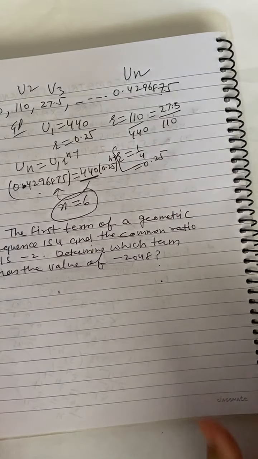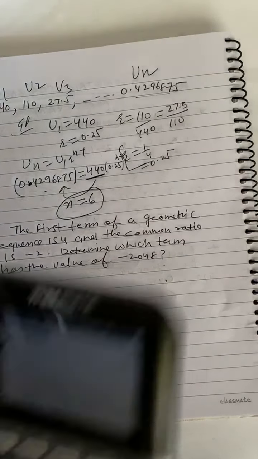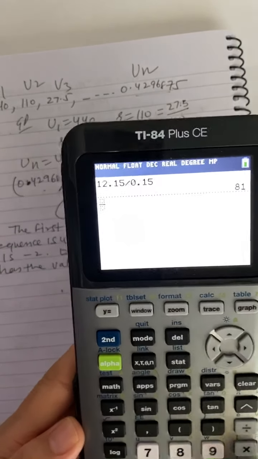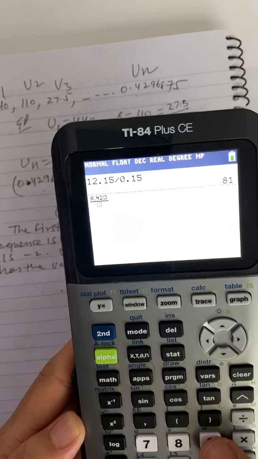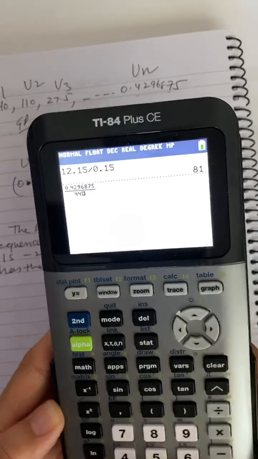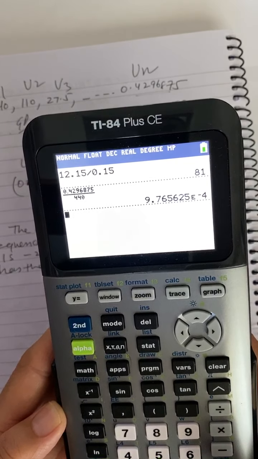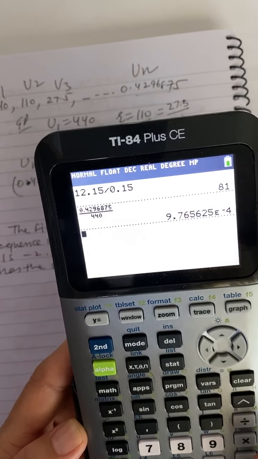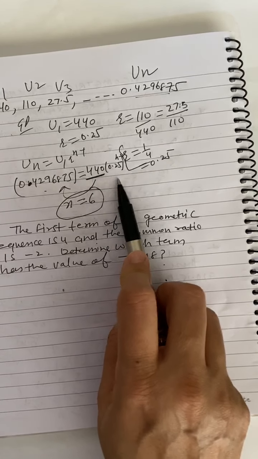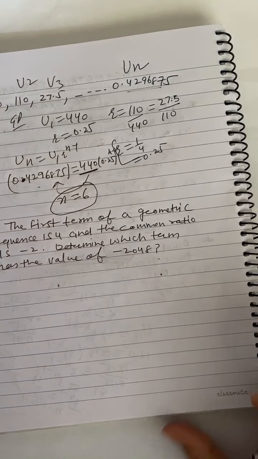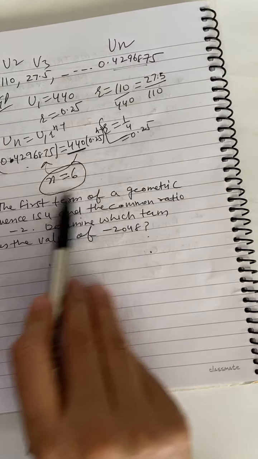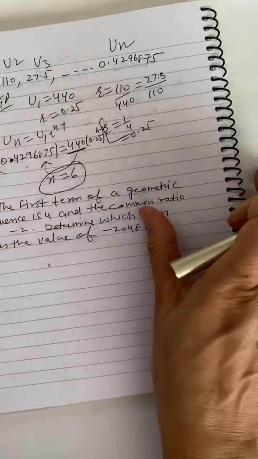Okay, so you can do this using your calculator, or I can show very quickly here. If I go to alpha y and enter 0.42968875 divided by 440, I got, okay, that's quite a weird number here. So you can use the calculator and see what value of n you are going to get here. Okay, so the next one is, and if you do not get n equal to 6, then there might be some problem in the statement.